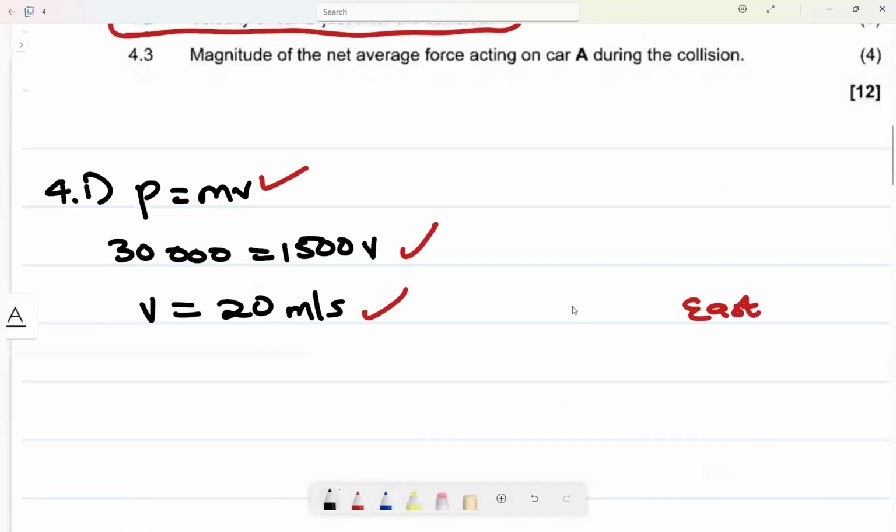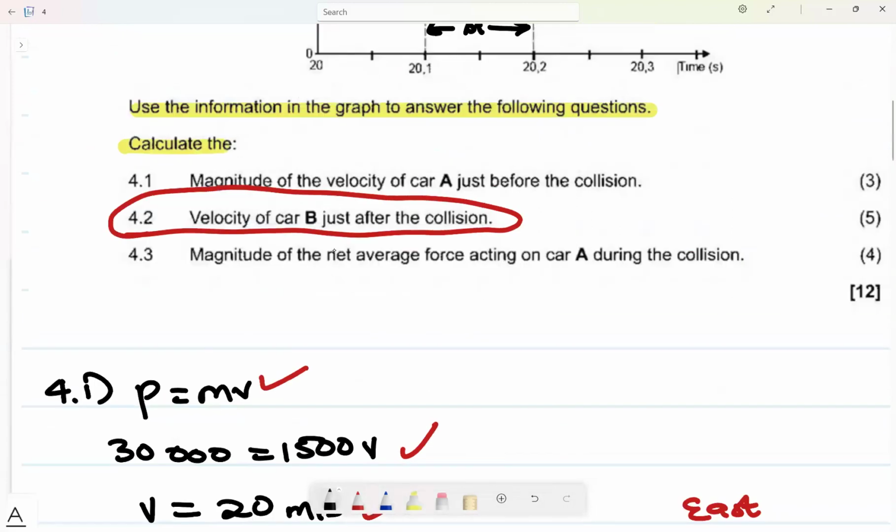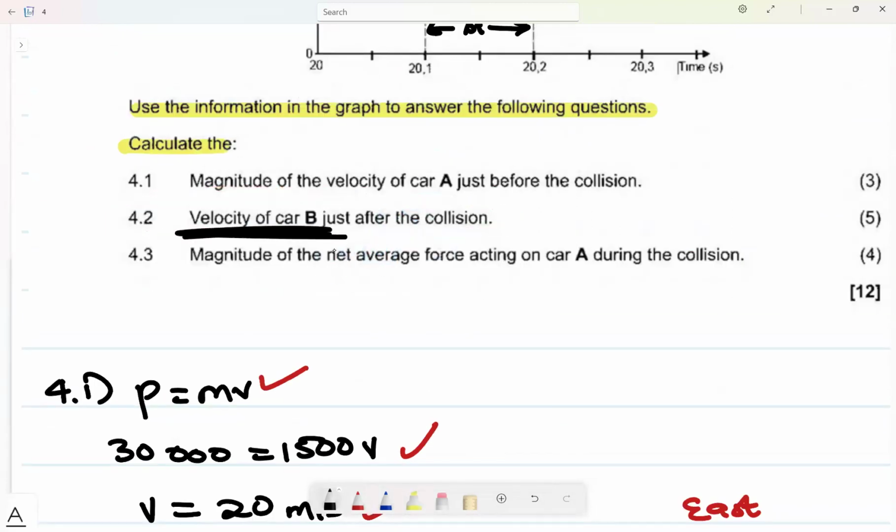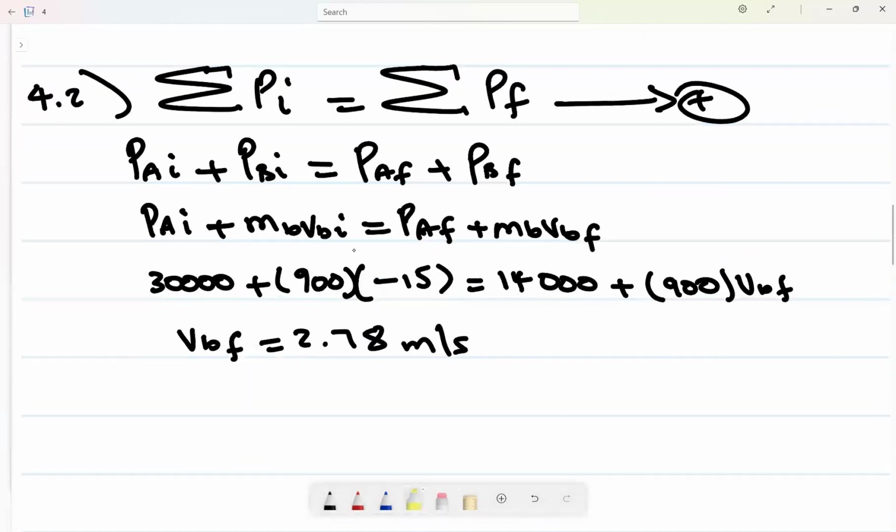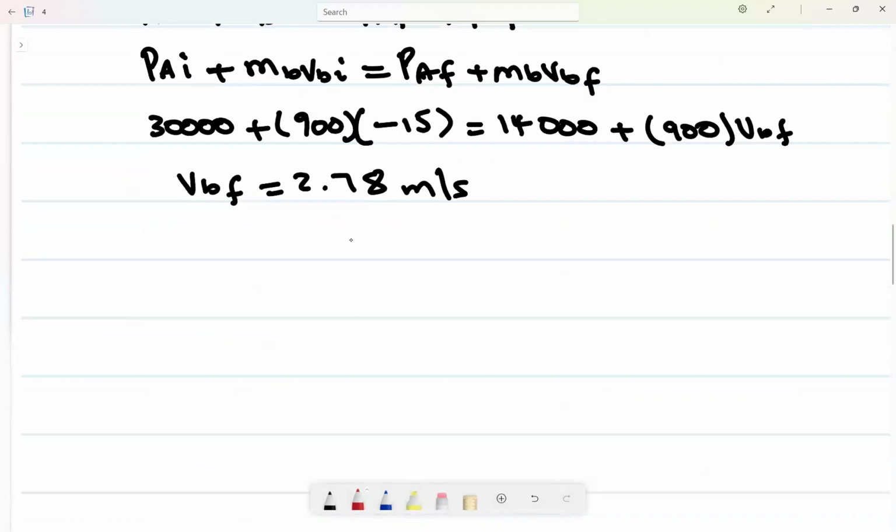Is it positive? What do they want? They want the velocity. Can you see? They did not say the magnitude. They want the velocity. Therefore, very, very important, the velocity here. They did not say the magnitude this time. They say the velocity. Therefore, I need to say this is 2.78 meters per second. It is positive. Therefore, if the answer is positive, I'm going to say it is moving towards the east.